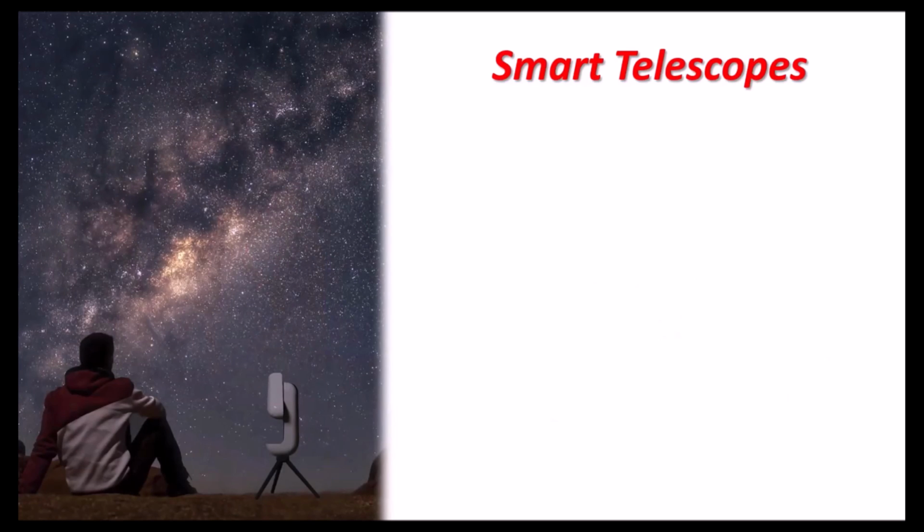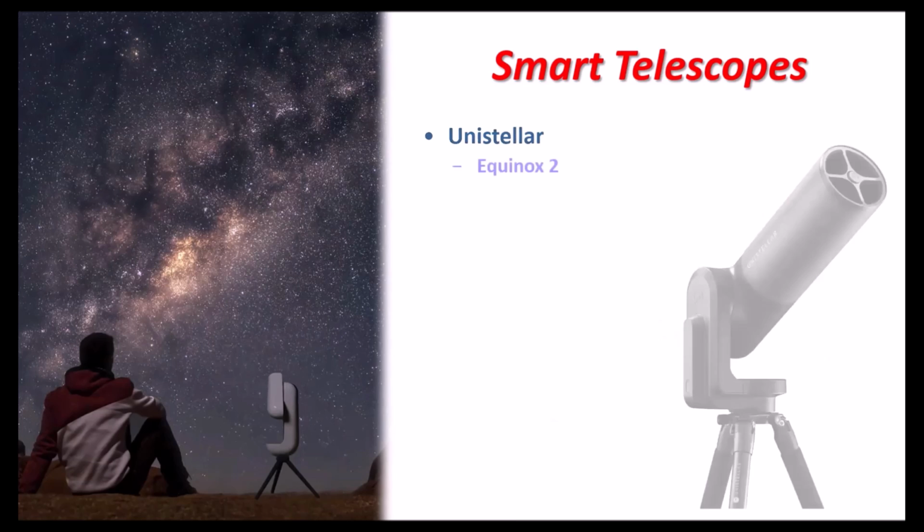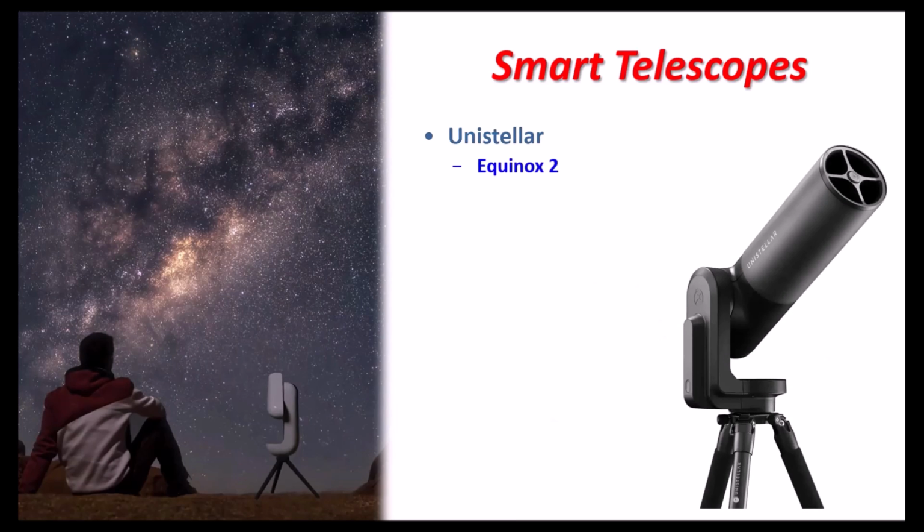Again, there's a little more detail in the notes on these, but the first type of smart telescope was the Unistellar. They have the Equinox 2. That's a 4.5 inch with a 450 millimeter focal length. It does have a 6.2 megapixel sensor, which is pretty respectable compared to most smart telescopes.